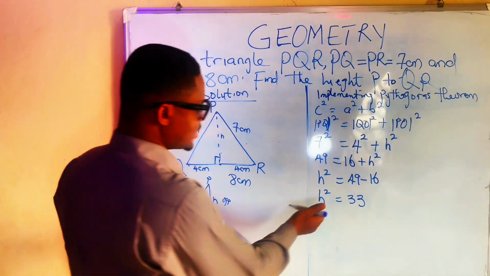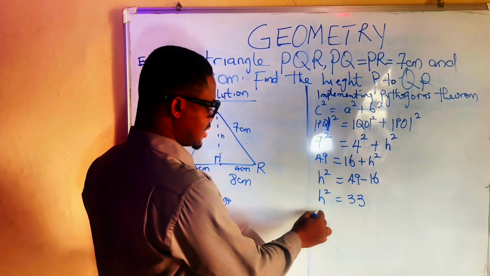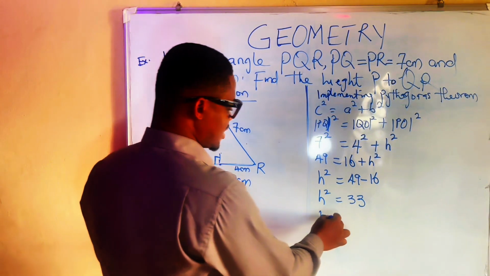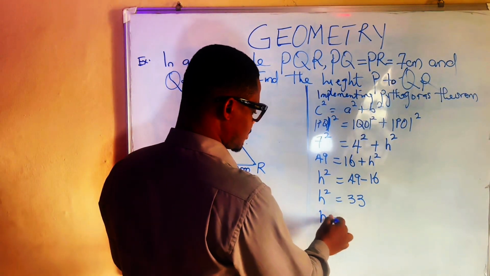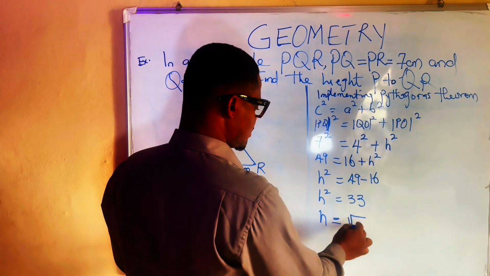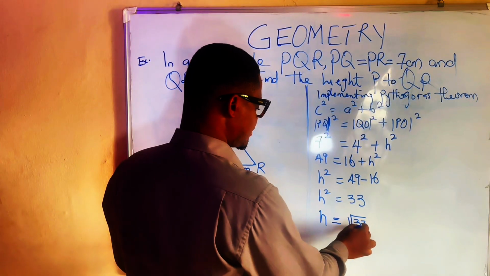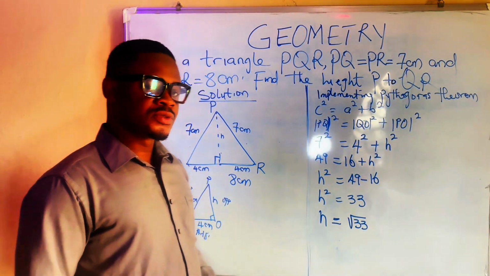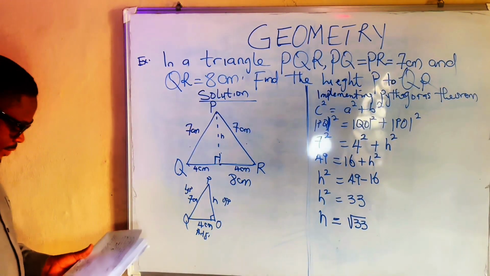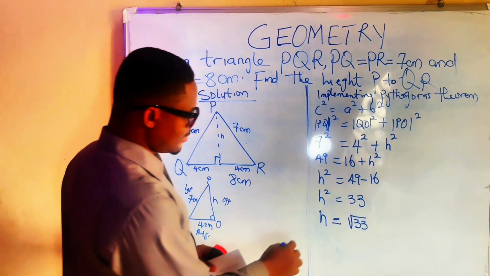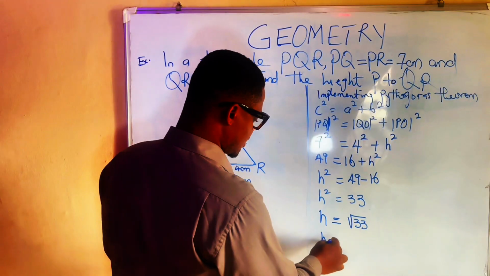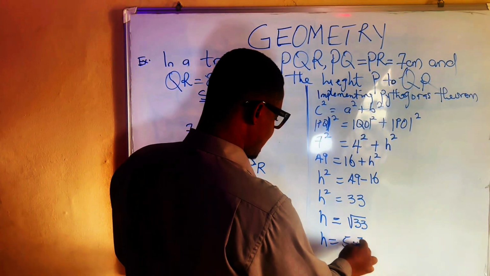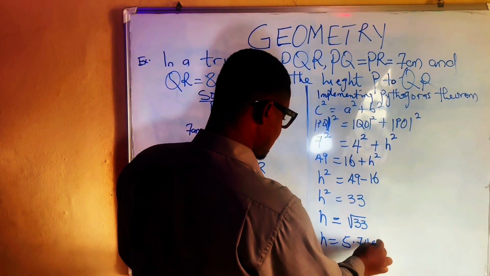So, how do we get the value of h? Since height can only be positive, we can say that h is equal to the square root of 33. If a square crosses the equality sign, it becomes a square root. And the square root of 33 is, h is equal to 5.74 cm.